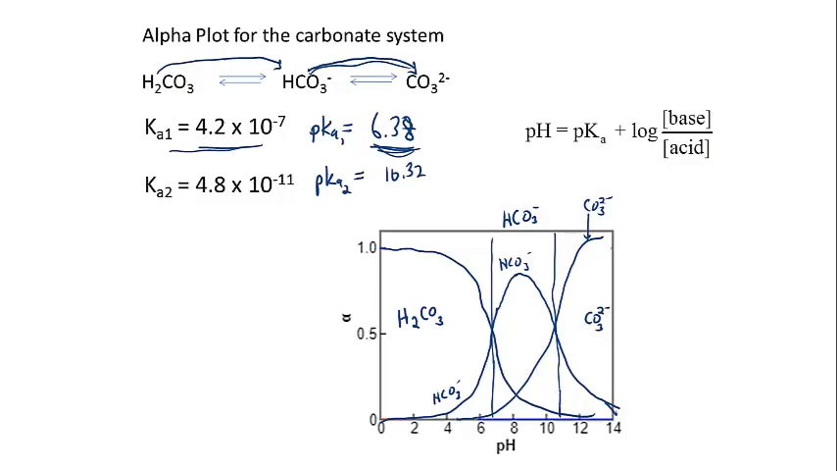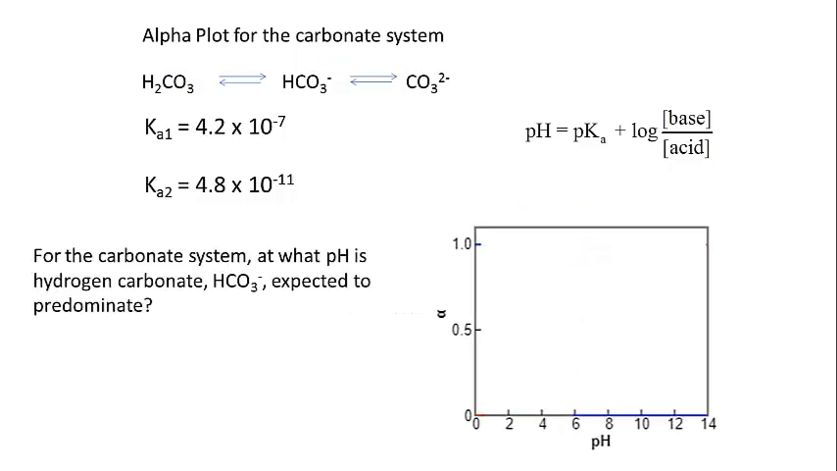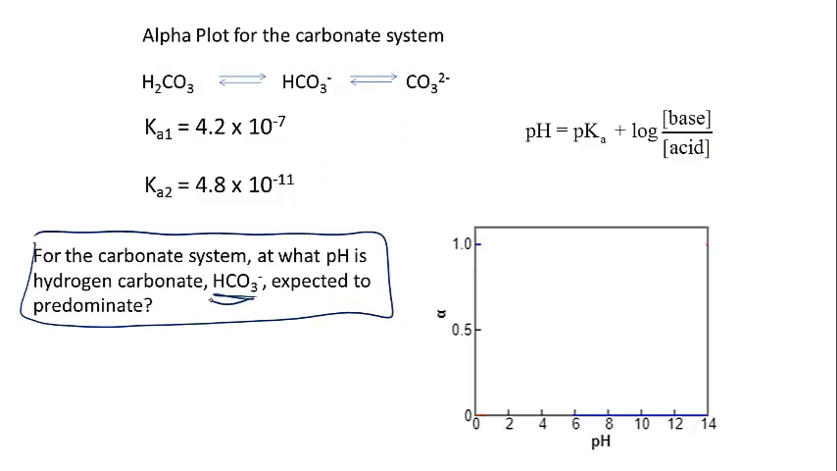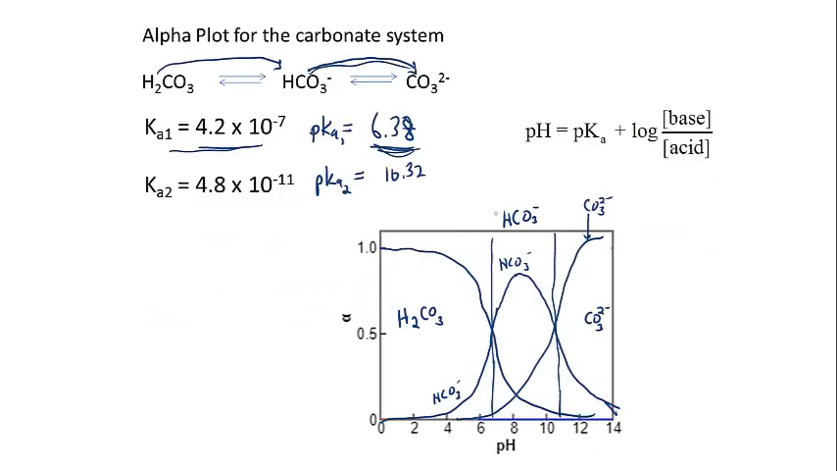Okay, so then our next question would be, at what pH would you expect to have a lot of hydrogen carbonate around? And so we're going to go back to our plot here and see that you're going to have hydrogen carbonate between around pH 7 and around pH 10. Roughly that range there is when you have a fair amount of hydrogen carbonate.